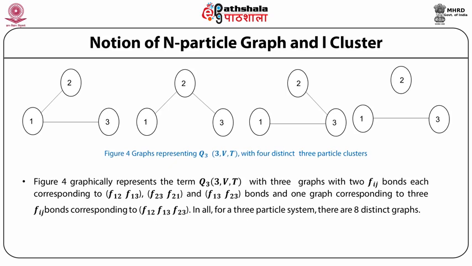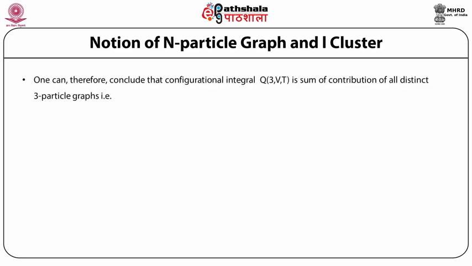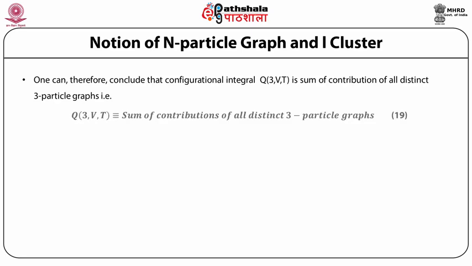In all, for a 3-particle system, there are 8 distinct graphs. One can therefore conclude that the configurational integral Q over 3 particles, volume V and temperature T is the sum of contributions of all distinct 3-particle graphs.